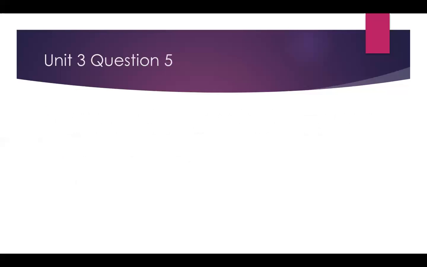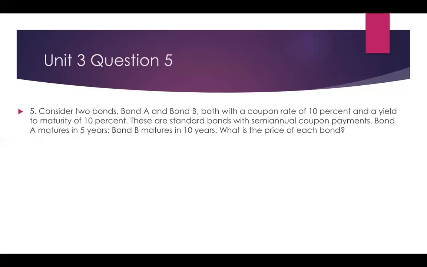All right, so now on to question 5. Consider 2 bonds, bond A and bond B. Both have the same coupon rate of 10% and a yield to maturity of 10%. Now, these are standard bonds with a semi-annual coupon. Bond A matures in 5 years. Bond B matures in 10 years. What is the price of each of these bonds?